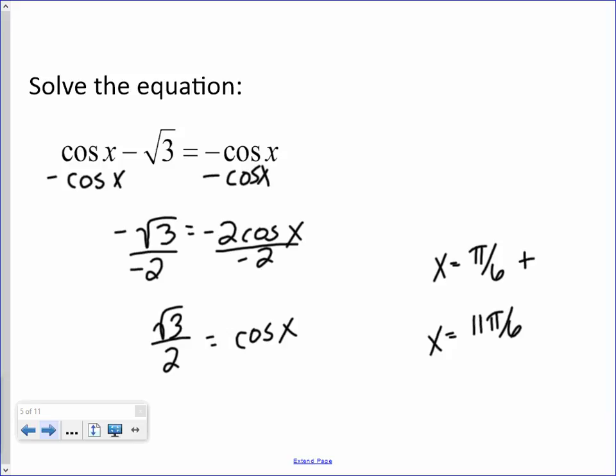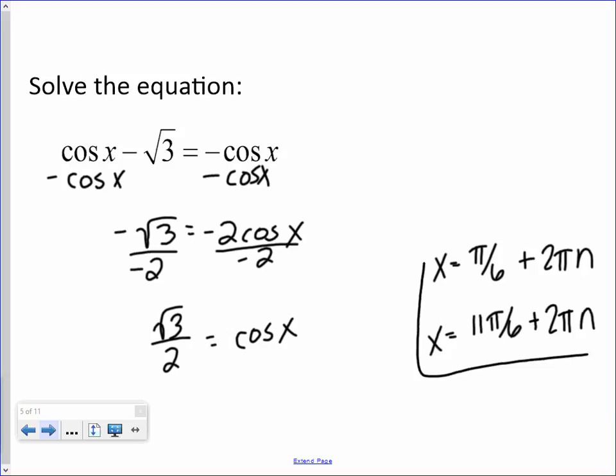Since it's a cosine, the period is 2 pi. So I'd say plus 2 pi n, plus 2 pi n. And n could be anything. n could be negative 5. That means I'm going to subtract 5 revolutions, whatever that gives me, that has the same cosine value, square root of 3 over 2, whatever that angle is. Okay, so here's our complete solution on the right side.